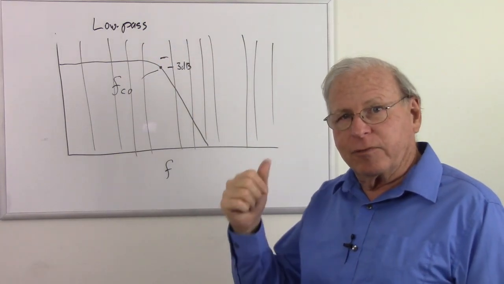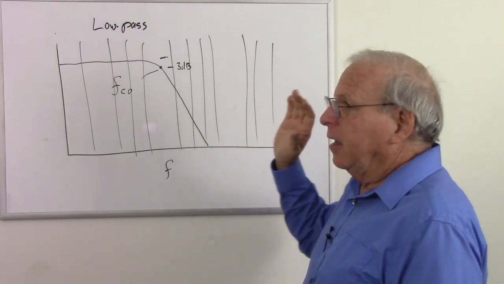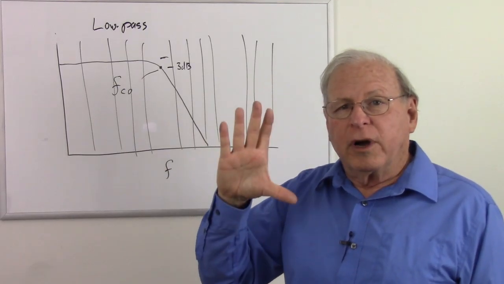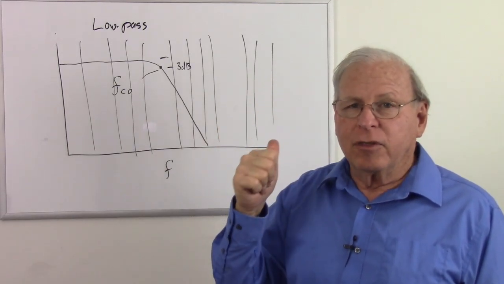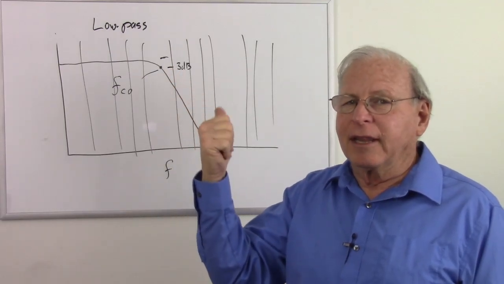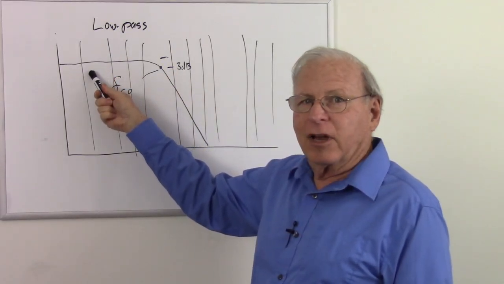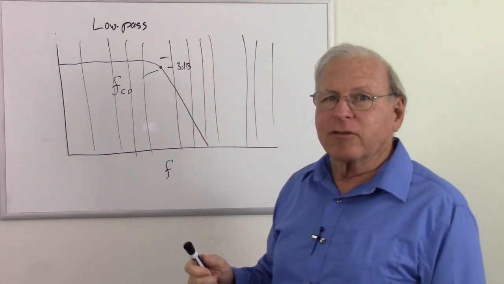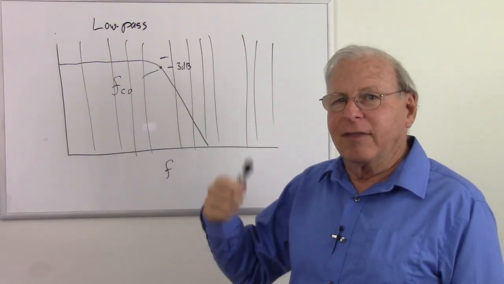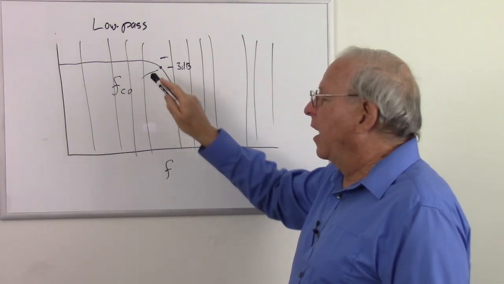Remember, decibels, we talked about that much earlier. When we have a 2-to-1 ratio in decibels, that's 3 decibels. If we double something, that's 3 decibels. If we cut it in half, it's 3 decibels. So if the power coming in is 100 watts and the power going out is 50 watts, that's 50%, that's 3 decibels. So that's how we define that cutoff point.